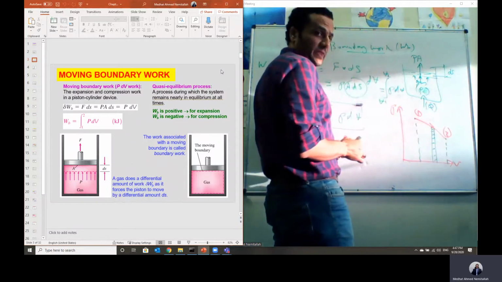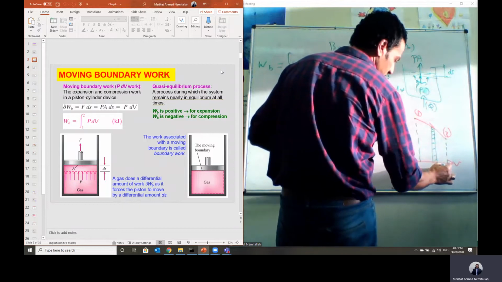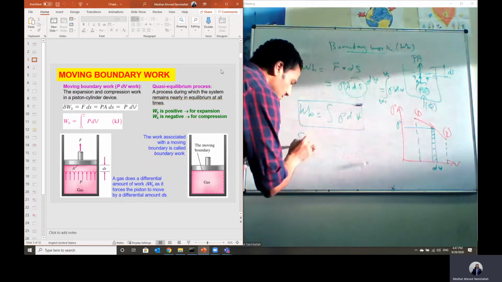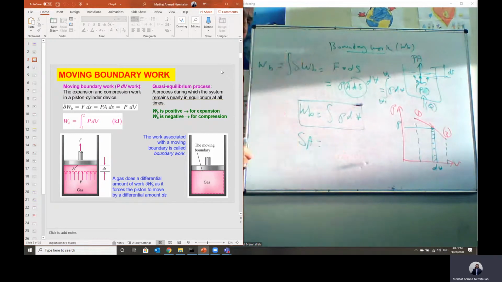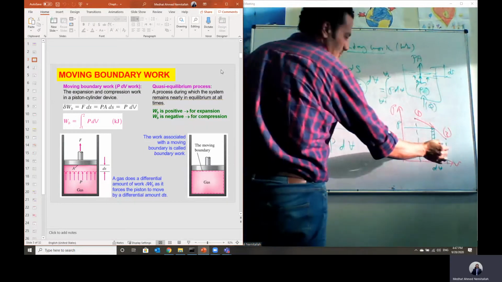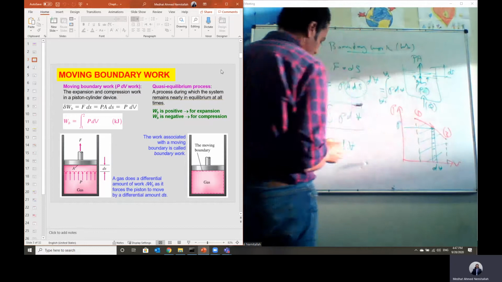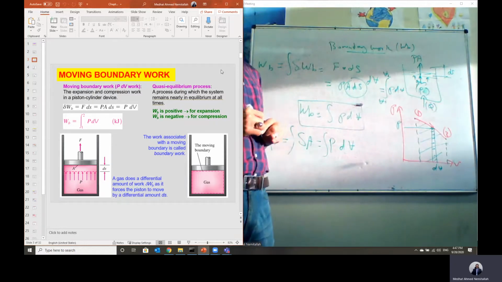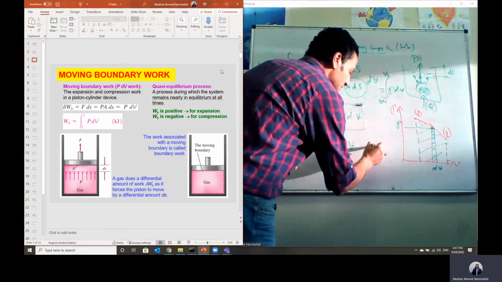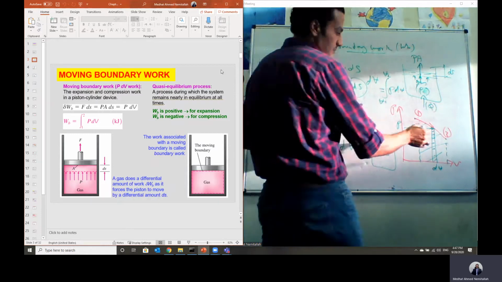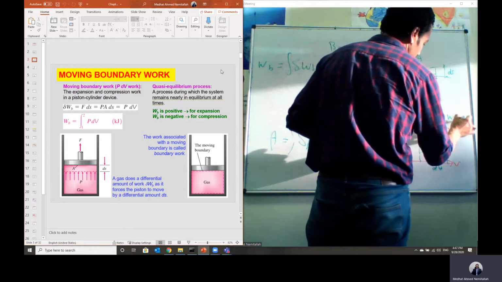We can just take here an element. This is a rectangular element. Its width is delta V and its height is P. Then delta area will equal the width multiplied by the height, which is pressure multiplied by delta V. If we need to calculate the whole area under this curve, we can just integrate this delta area, and it will equal the integration of PdV. And the boundary work is also the integration of PdV. That means the area under the curve on the PV diagram represents the work done, which in this case we call the boundary work.